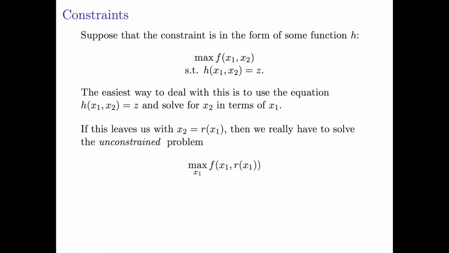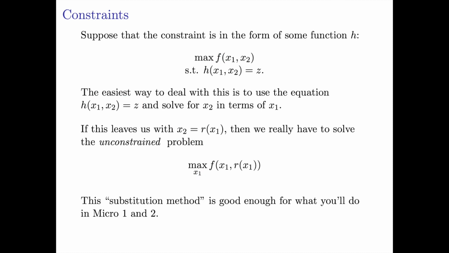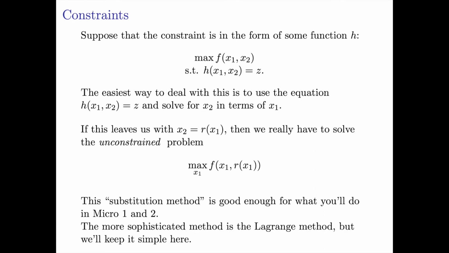More generally, we take this equation that gives us our constraint, h of x1, x2 equals z, and solve for one of the 2 variables in terms of the other. So in this case, we're going to solve for x2 in terms of x1. So it's going to give us some function of x1. We substitute that back into our function f. So now we're going to choose x1 to maximize f of x1, r of x1. This is called the substitution method, and it's going to be good enough to do most of the things you're going to do. The more sophisticated method of doing this is to use the Lagrange method, but we're going to keep it simple here. So let's do an example.